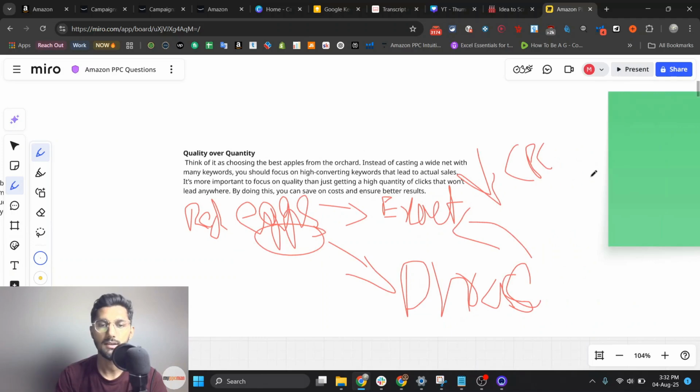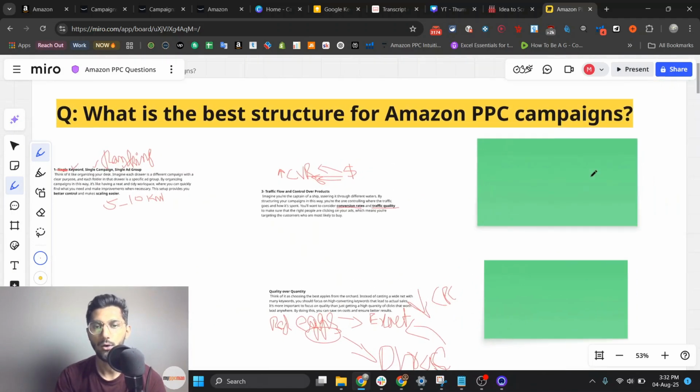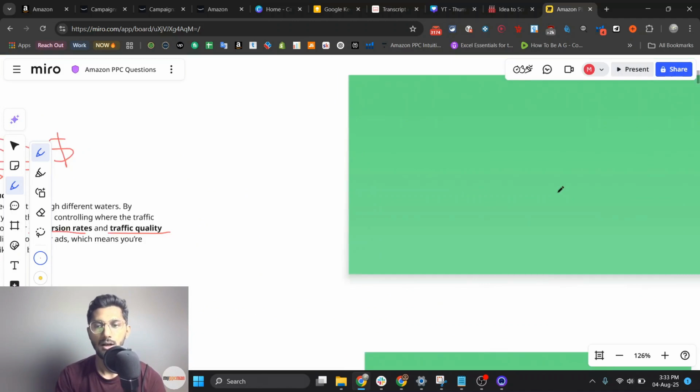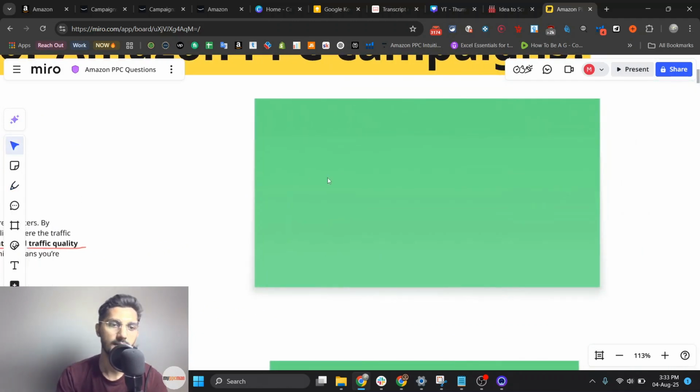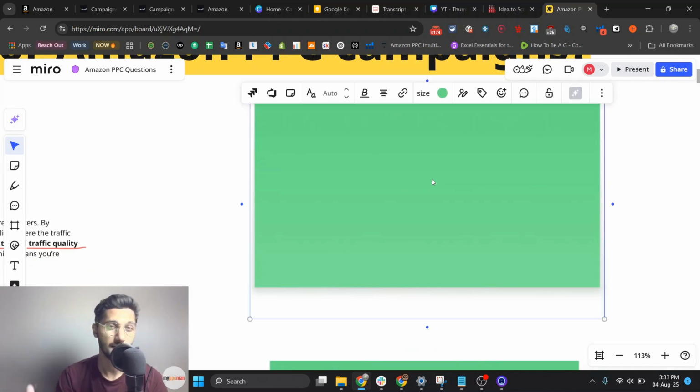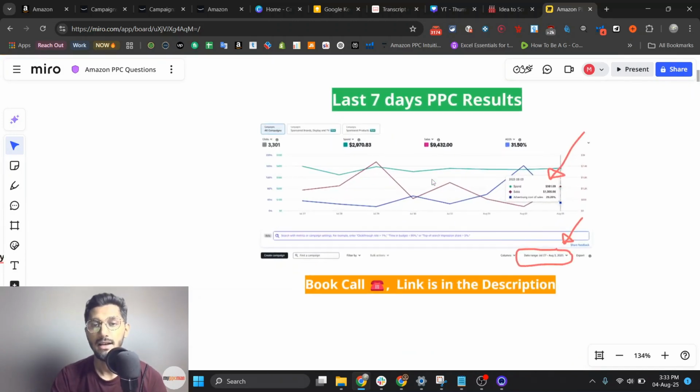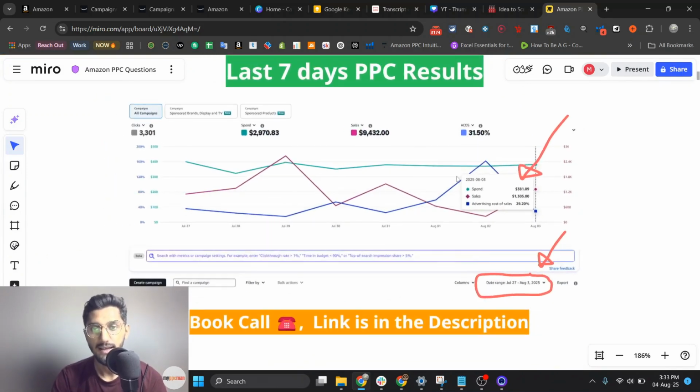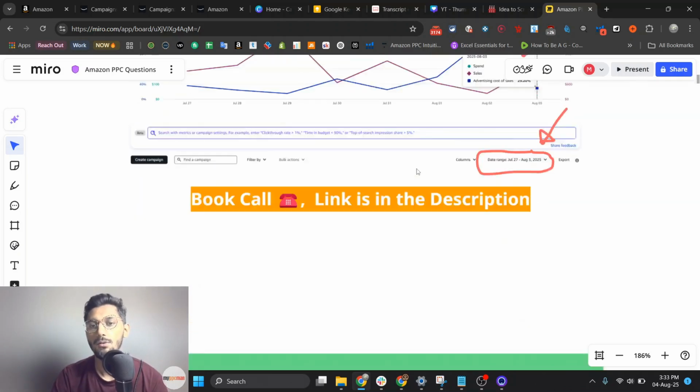So this is the structure of how I manage campaigns, and most of your PPC agencies or brand advertising managers do that. And that's how I bring these kinds of results. It's last 7 days results. You can see from 27th July 2025 to August 3 2025. Yesterday we got 30% ACOS. By spending $3,000 on advertising, we made almost $10,000 for this brand.